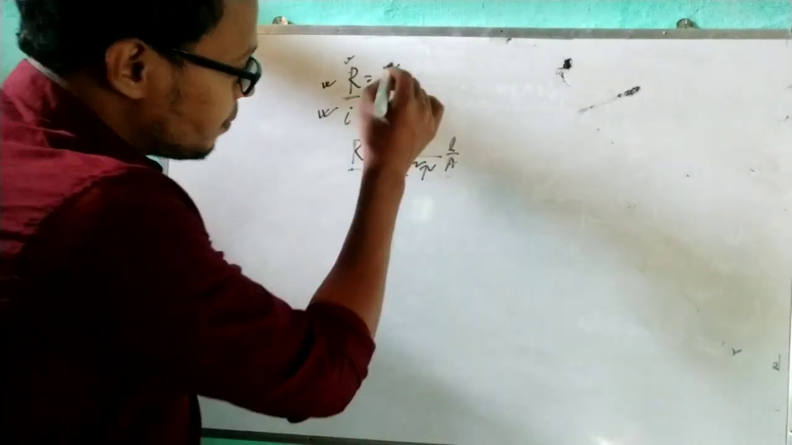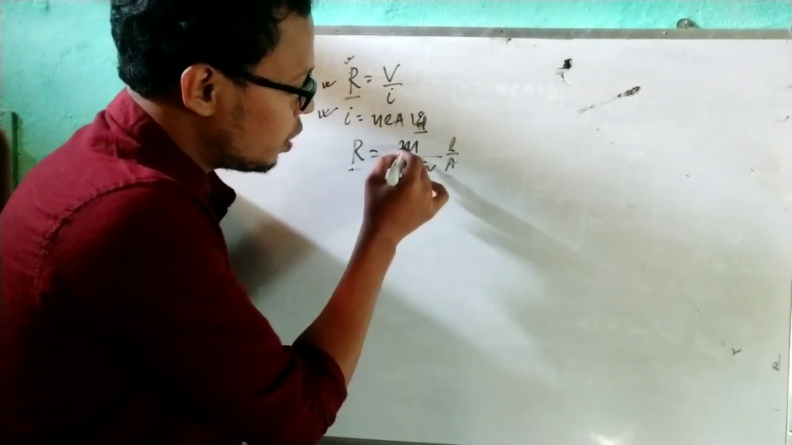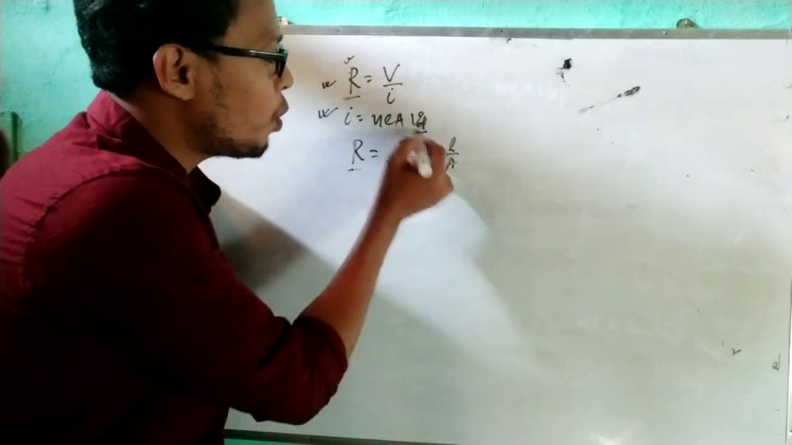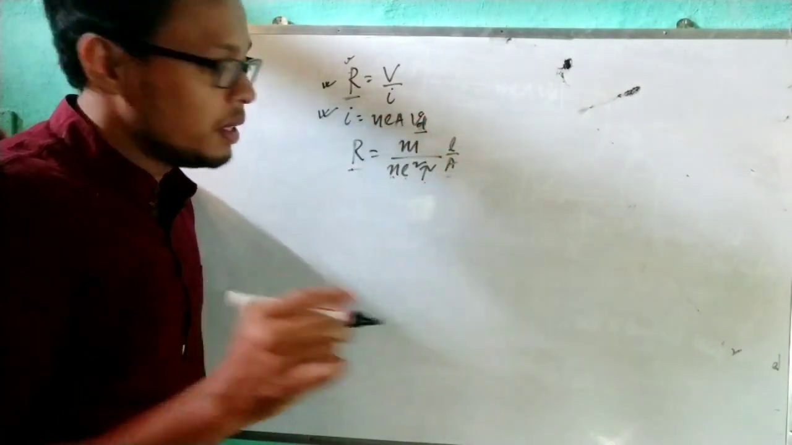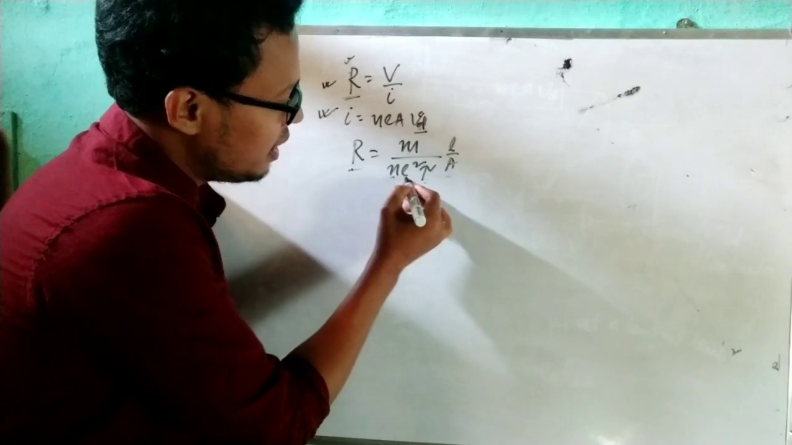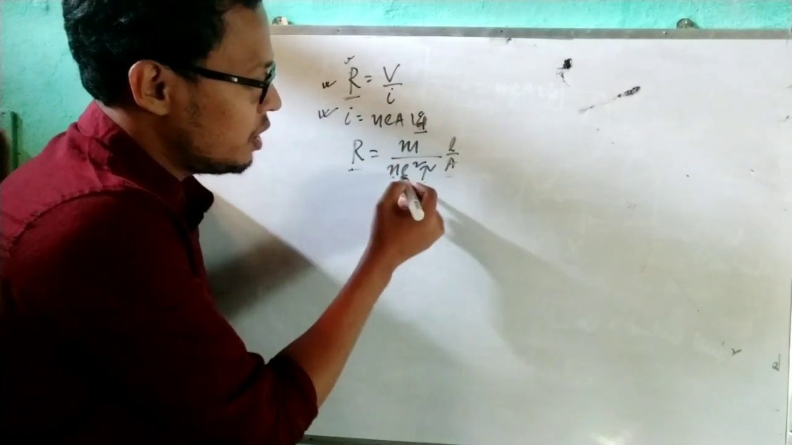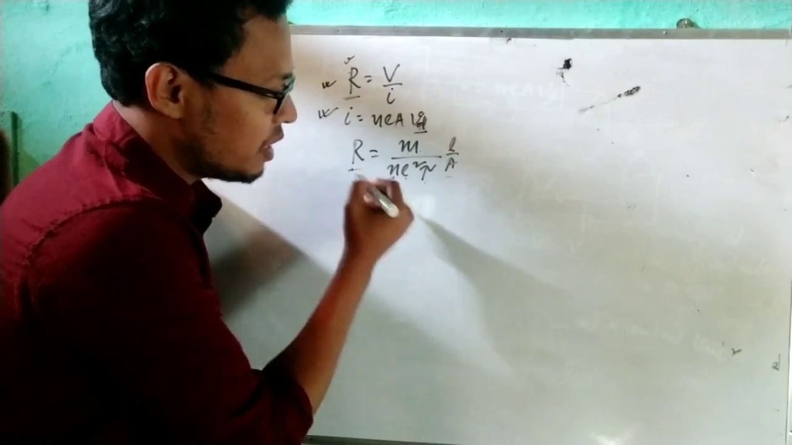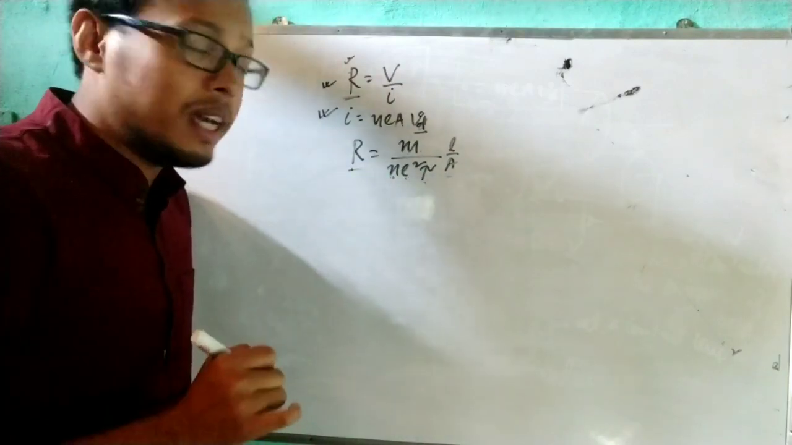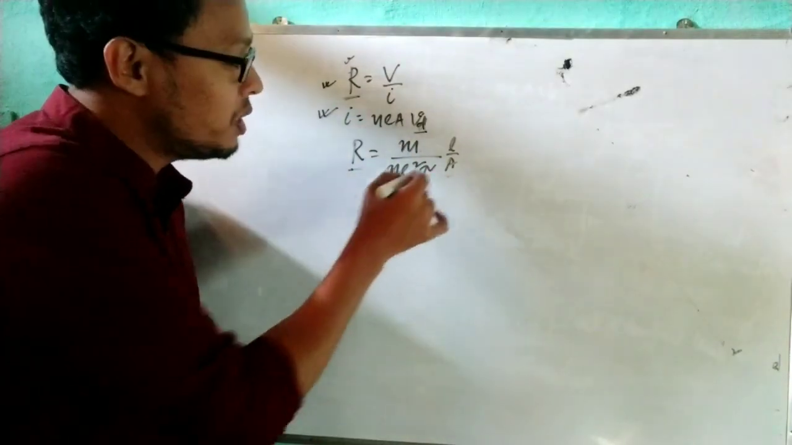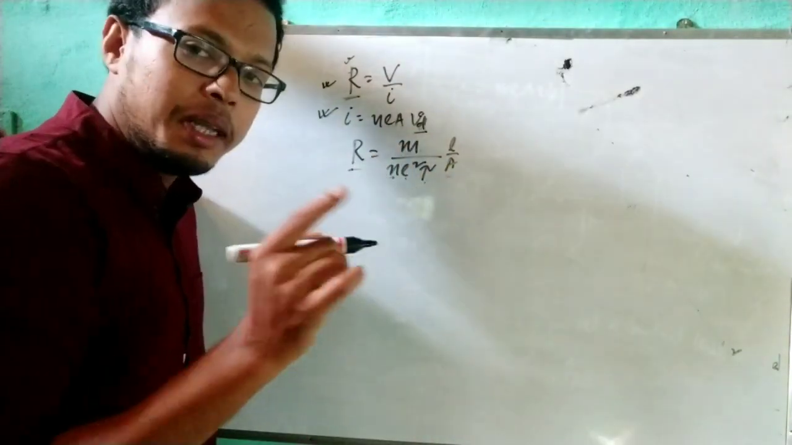Now see, these four terms, m, n, e and tau, are properties of the material. This m, n, e and tau are mass, free electron density or number of electrons, charge of electron, and tau, the relaxation time. These are properties of the material, which depend on the temperature.